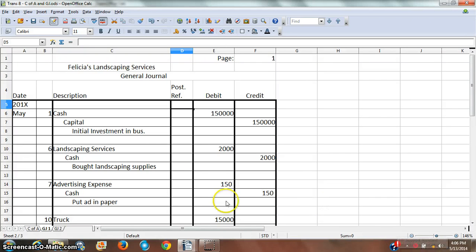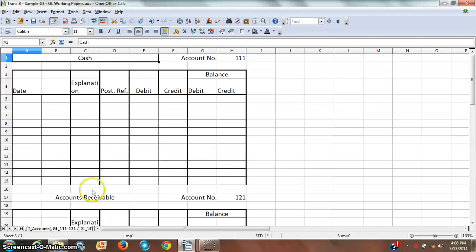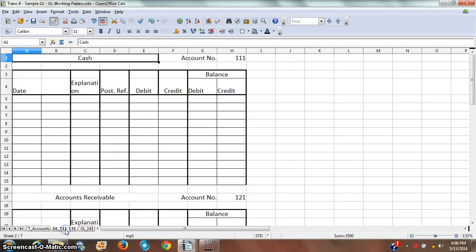So now I have recorded all of my transactions in the general journal, and I've also done them in T accounts. I put everything in T accounts, and I've got totals for my accounts, and so I've done all that.